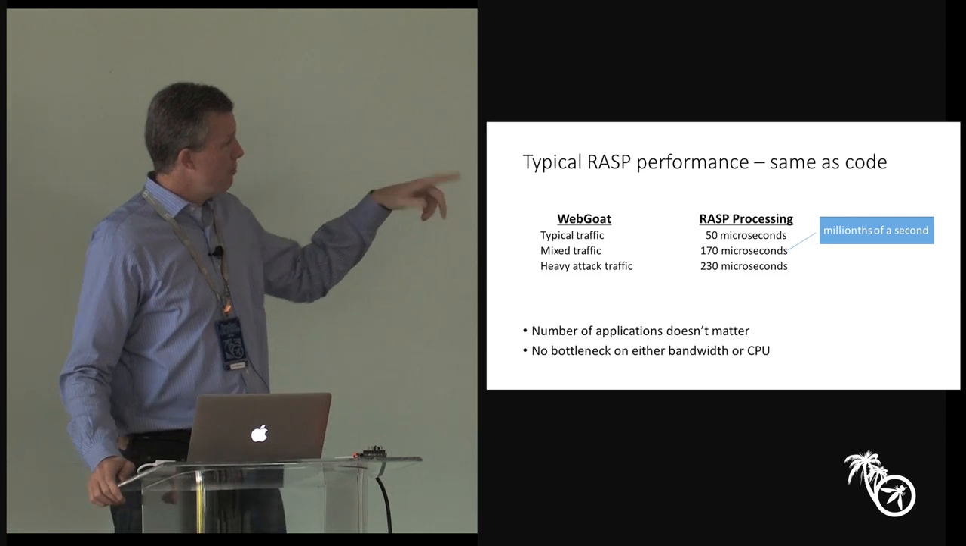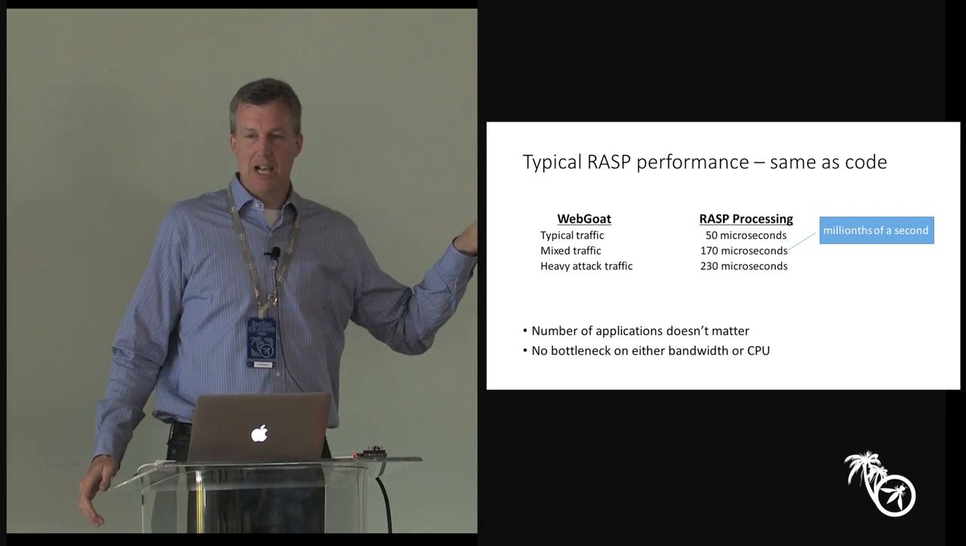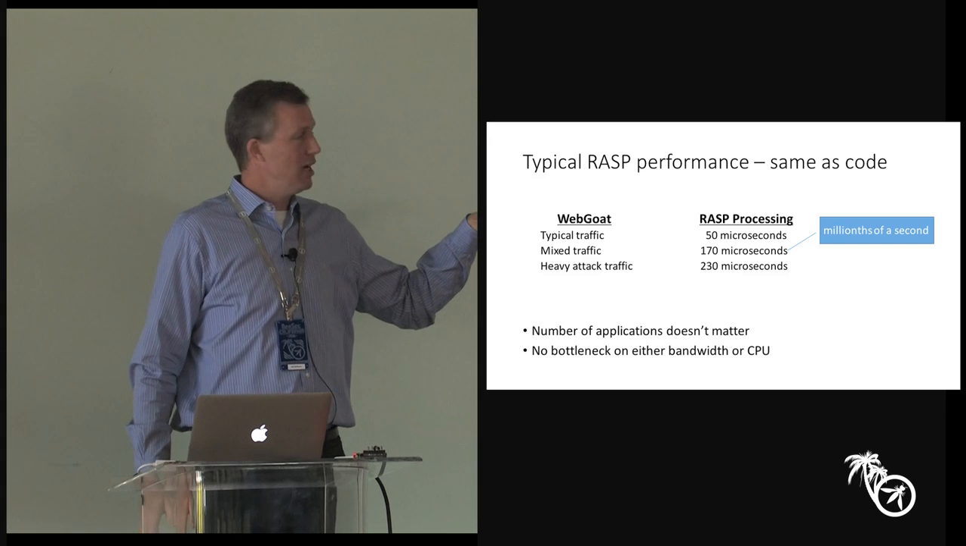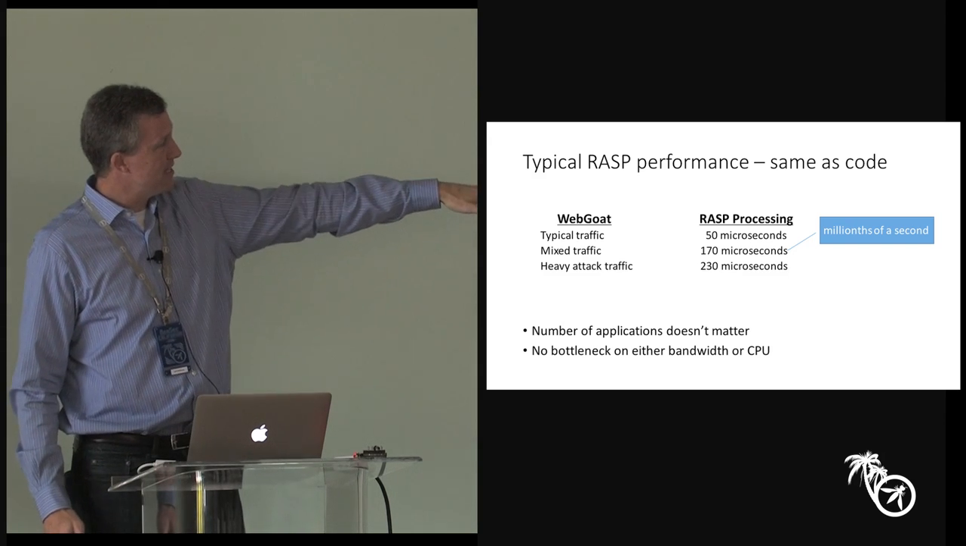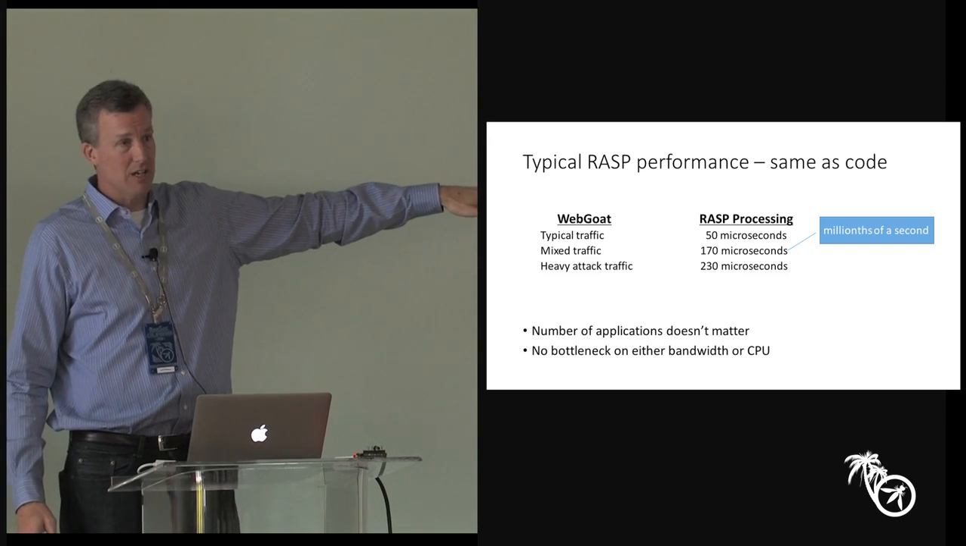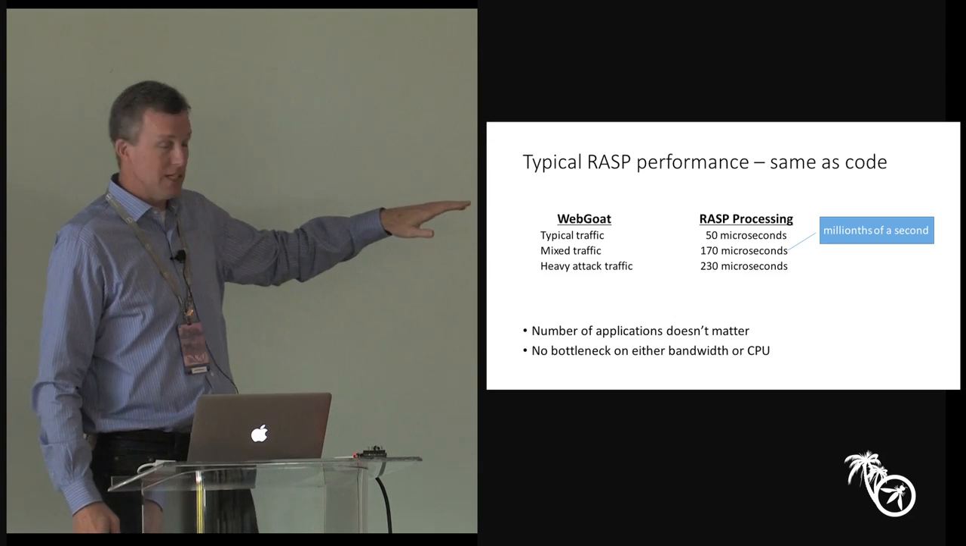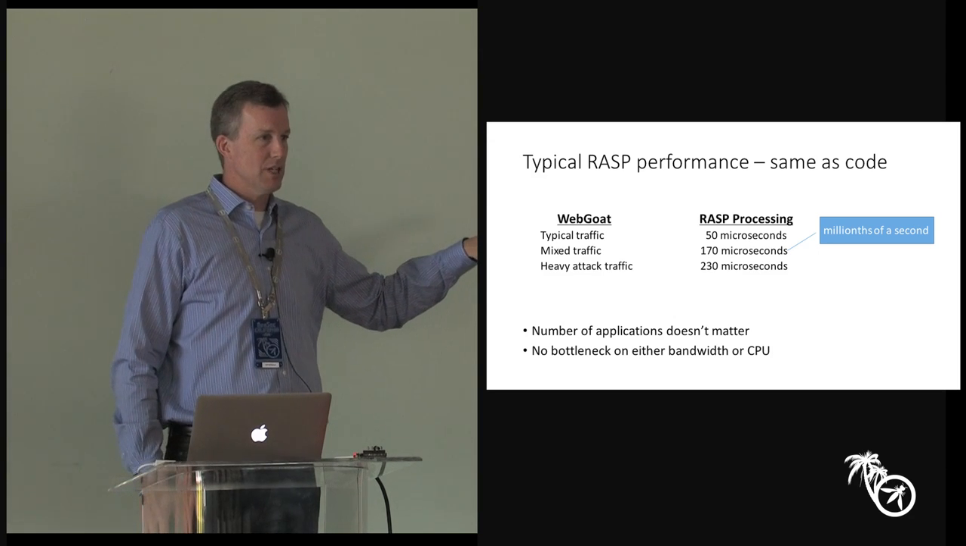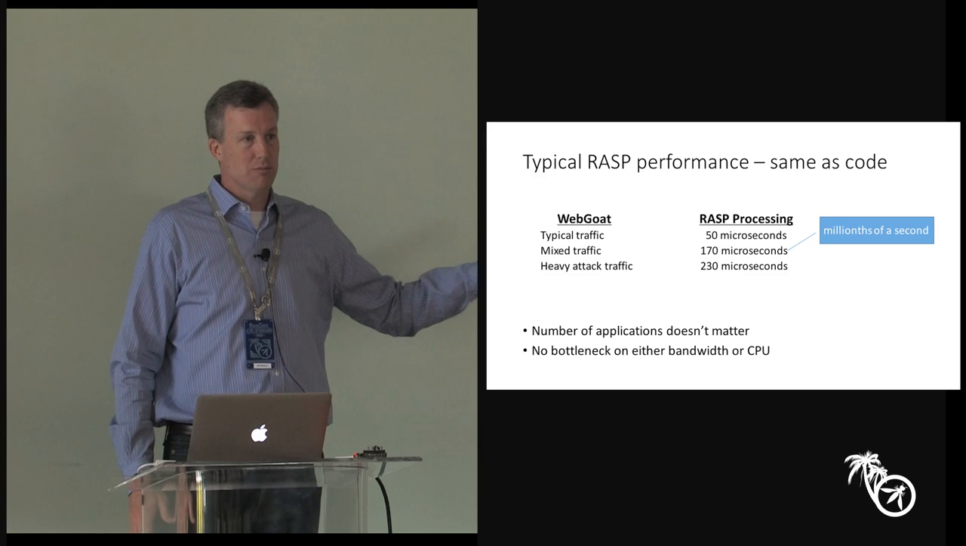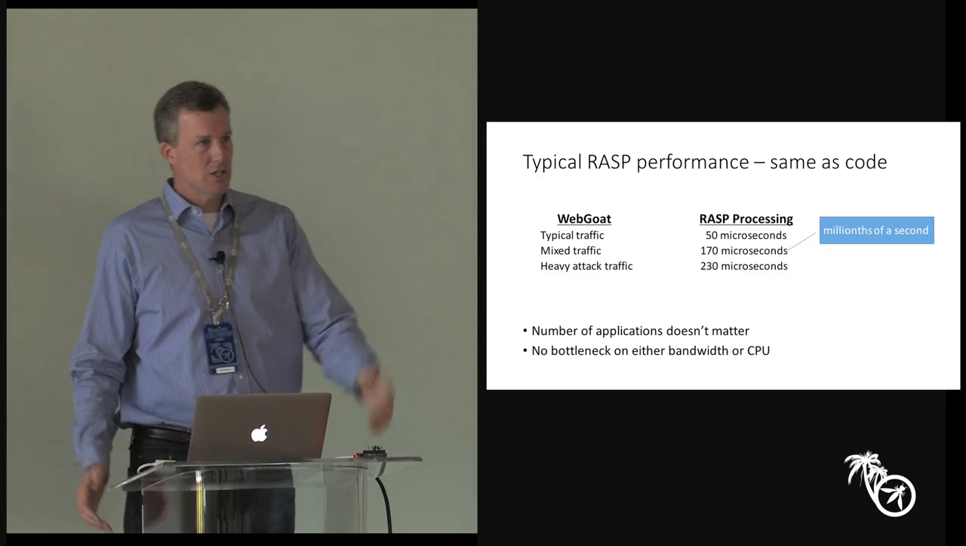So with mixed traffic, that's sort of like half and half attack, like a medium level attack, load goes up to 170 microseconds, and even really heavy attack traffic, only 230 microseconds. So a quarter of a millisecond. It's really, really fast performance here. Did that help answer your question?